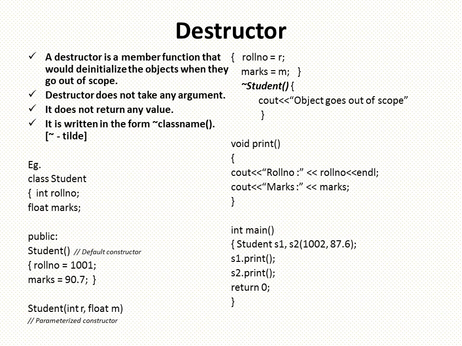Now we move on to destructors. What is a destructor? It is also a member function. It would deinitialize the objects when they go out of scope. That is, after the usage of memory, it frees the memory space so that other objects can use those memory locations. Just for effective use of memory, destructors are there, and destructors do not take any arguments, and of course they do not return any value.